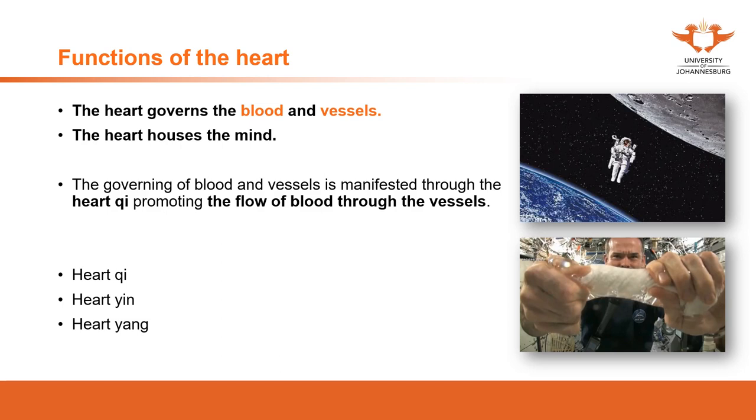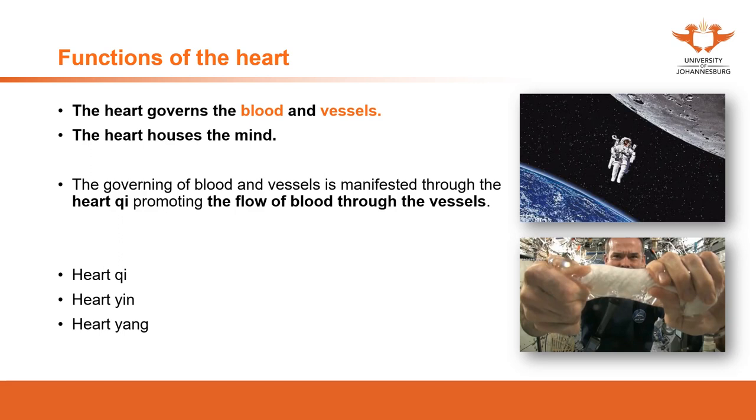Heart yin, you can think about that the heart yin is the physical blood that you can see. However, this blood will stay still if there's no heart yang. So the circulation of the blood is the result of the heart qi, the result of the combination of heart yin and heart yang. If there's not enough heart yang, the patient will present with poor circulation. If there's less heart yin, the patient may present with bleeding because the patient will have excess yang or excess heat.